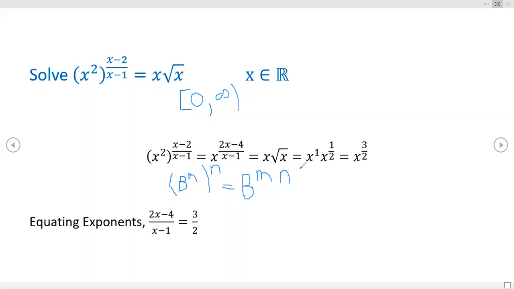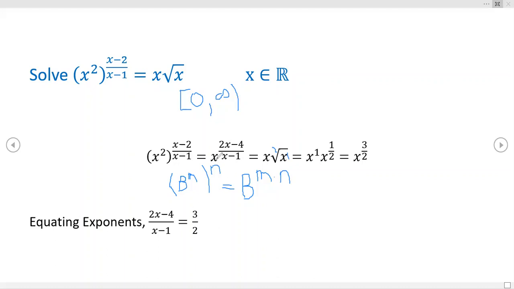Another useful result is to recall that there's an understood 2 for the index of the radical and a 1 for the exponent of x. You add your exponents in this circumstance. And so what you get is the same base, x raised to the 3/2, equal to x raised to the 2x minus 4 over x minus 1.